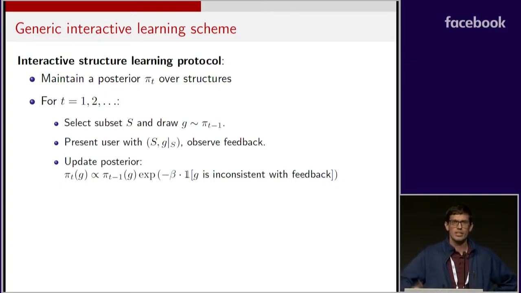So formally, the approach that we take in this paper is to maintain a posterior distribution over structures. And at each round, we select some subset, show it to the user along with some structure drawn from our posterior distribution. We get some feedback from the user, and then for every structure, we update our posterior by downweighting those that are inconsistent with this feedback. And by only downweighting, we allow the user to provide possibly noisy responses.